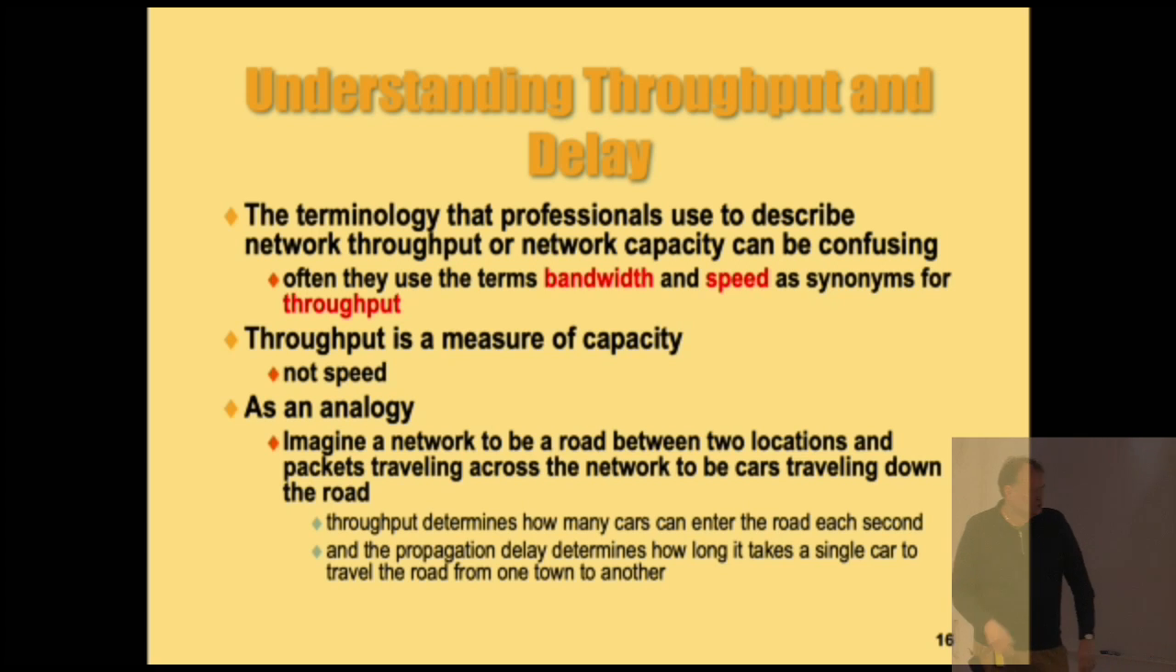Imagine a network is a road between two locations, and packets traveling are similar to cars. Each car is a packet. It's independent, we send it out on the road, and it reaches the other end. Throughput then determines how many cars we can enter onto the road each second, how many data packets we can put onto that network. That gives us a throughput. The more cars we can put, or the more packets we can put, the better throughput we'll get. It's not really related to the speed of a car. It's not how fast it's going on the network, it's how many we can put on the network during a certain time period.